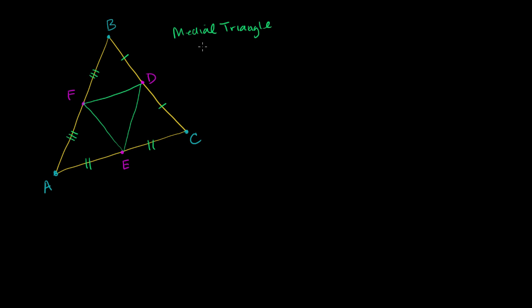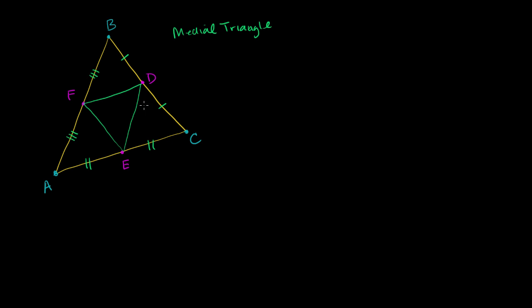But what we're going to see in this video is that the medial triangle actually has some very neat properties. What we're actually going to show is that it divides any triangle into 4 smaller triangles that are congruent to each other. All 4 of these triangles are identical to each other, and they're all similar to the larger triangle. And you could think of them each as having 1/4 of the area of the larger triangle. So let's go about proving it.